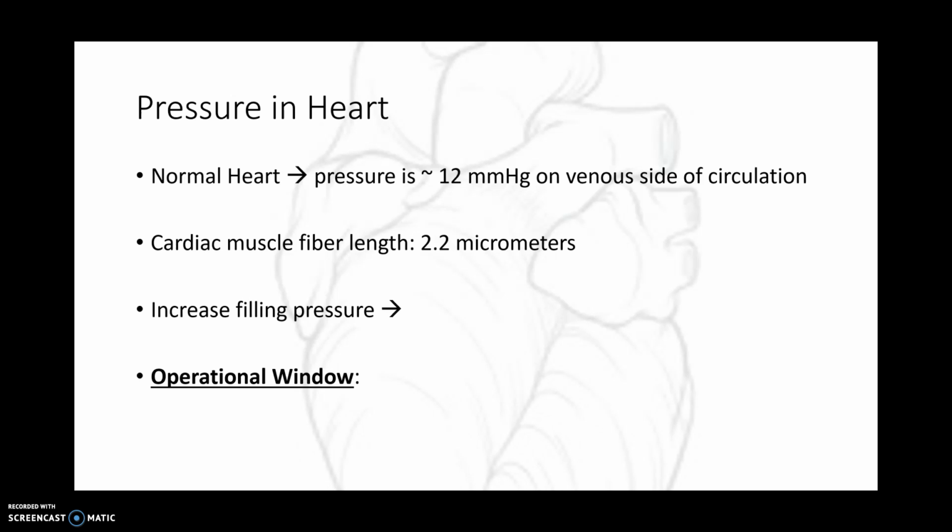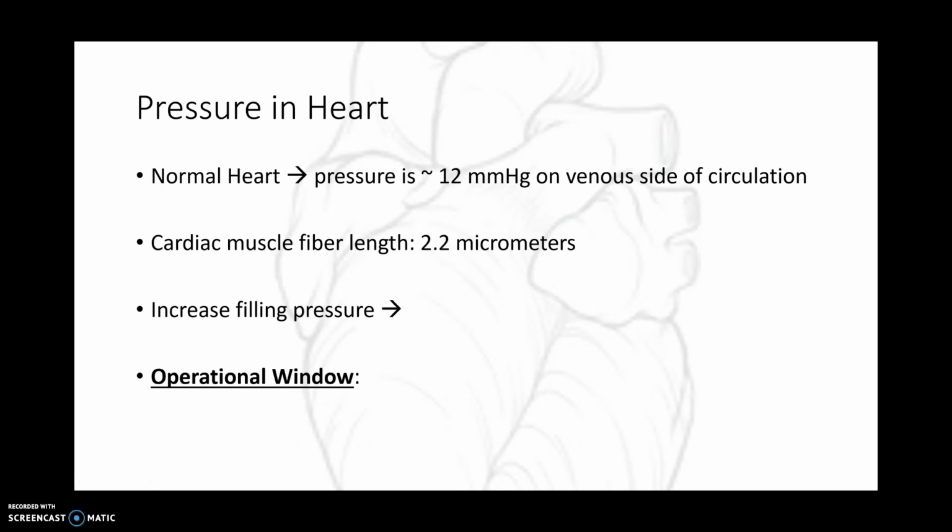If we increase the filling pressure to a greater extent, we will stretch those myocardial fibers above that 2.2 micrometers. If we increase the filling pressure too much, we would disengage those cross bridges. But luckily, the heart has that Frank-Starling protective mechanism, so we don't do that.